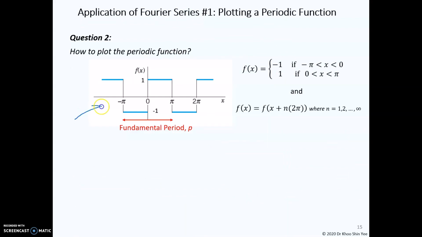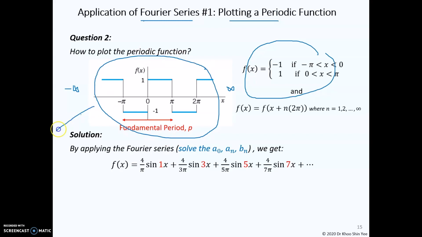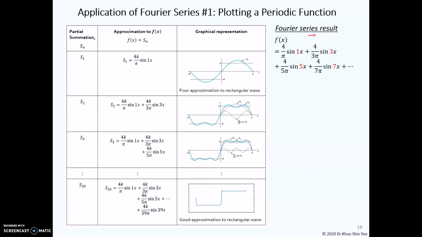If you want to draw a periodic signal like this, where you have a rectangular function from negative infinity to infinity, it's difficult for you to use this function to draw it because this function is only valid for one cycle. One of the applications of the Fourier series is to plot the periodic function. After you find the Fourier series for this periodic function, then you should obtain this. So this is the Fourier series result that you obtained from the rectangular signal previously.